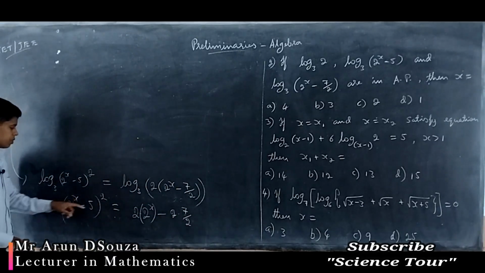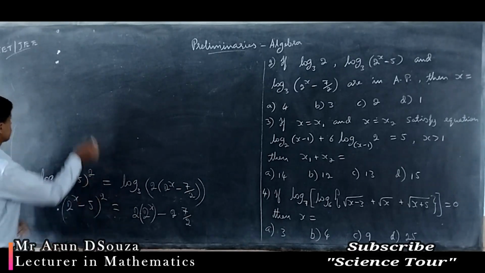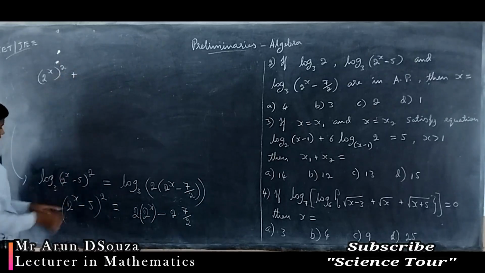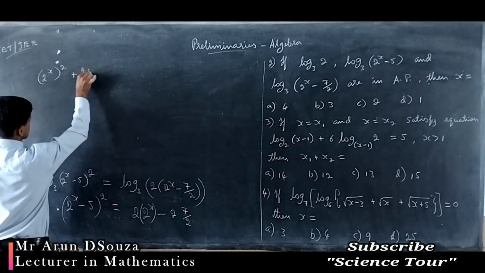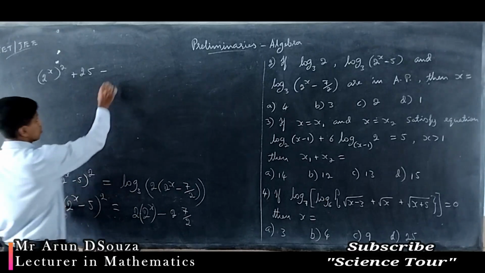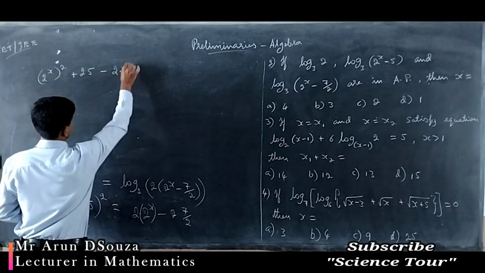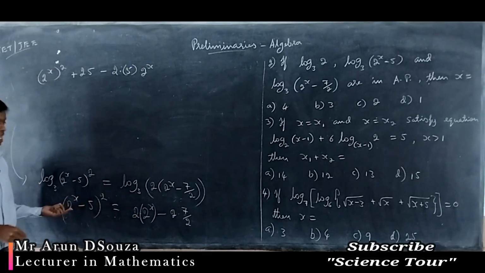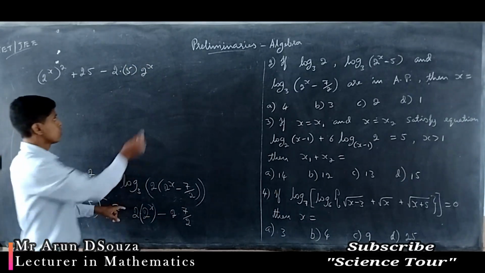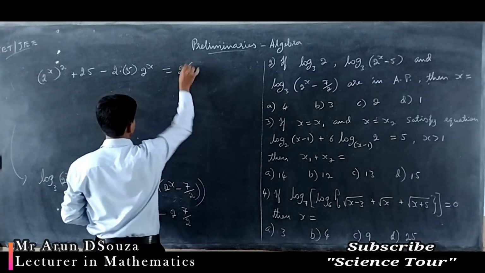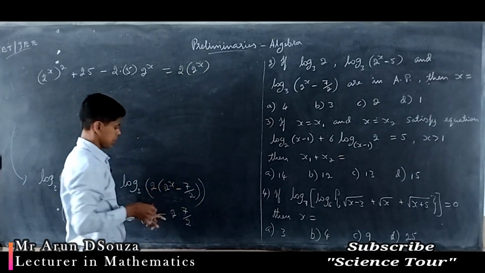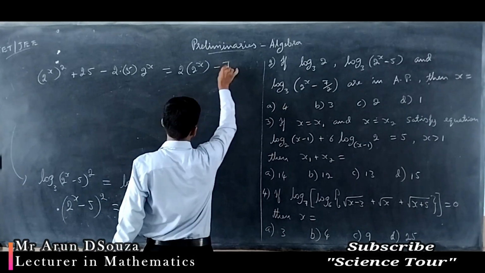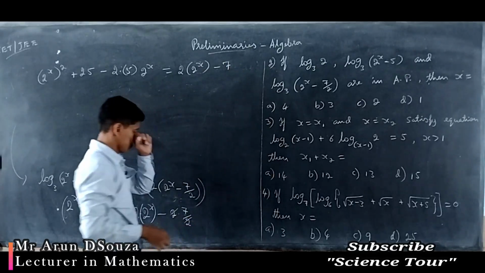Now what we'll do is the a minus b whole square formula can be used here. Therefore, this is 2 to the power x whole square plus b square, that is 5 square, minus 2ab. So 2 into 5 into 2 to the power x. 2ba and 2ab are the same. That is equal to, now this is 2 times 2 to the power x minus 7, feel free to cancel it, it doesn't matter. So that will be only 7.